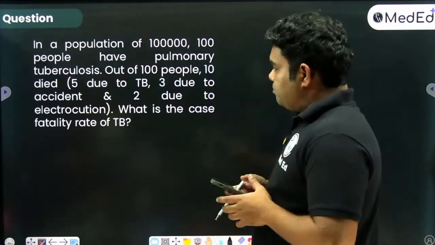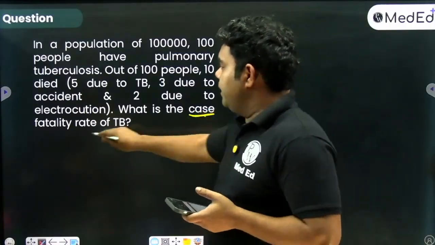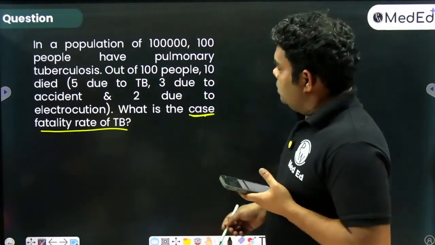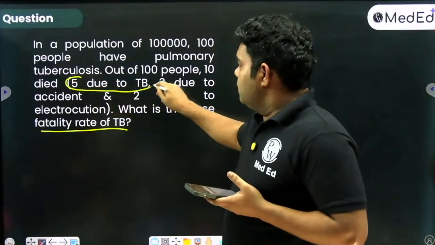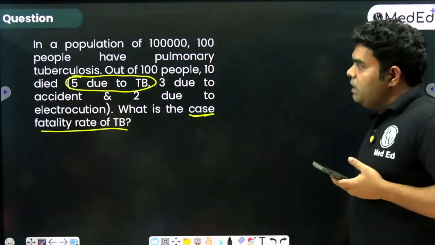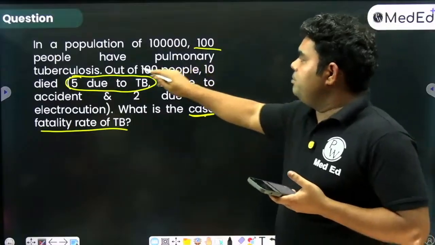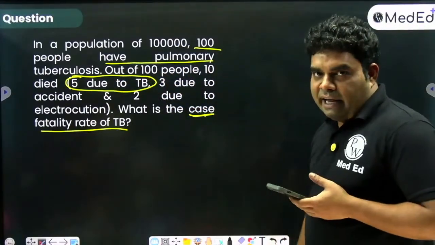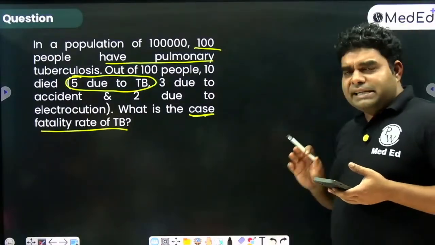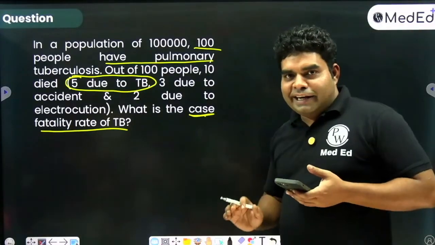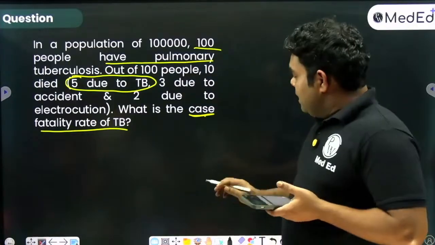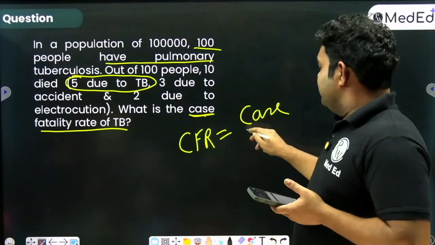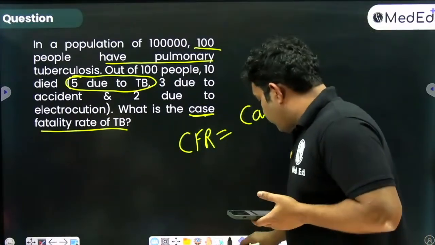Now the next question is, they are asking about the case fatality rate of TB. And they have given that there were 5 deaths due to TB. And how many cases of TB were there? Cases of TB was 100. 100 people have pulmonary TB. So can you find the case fatality rate they are asking? And it's very simple to remember the formula of case fatality rate. Fatality matlab death. So when we write the formula of case fatality rate, we write case above, case below, fatality above. Okay.